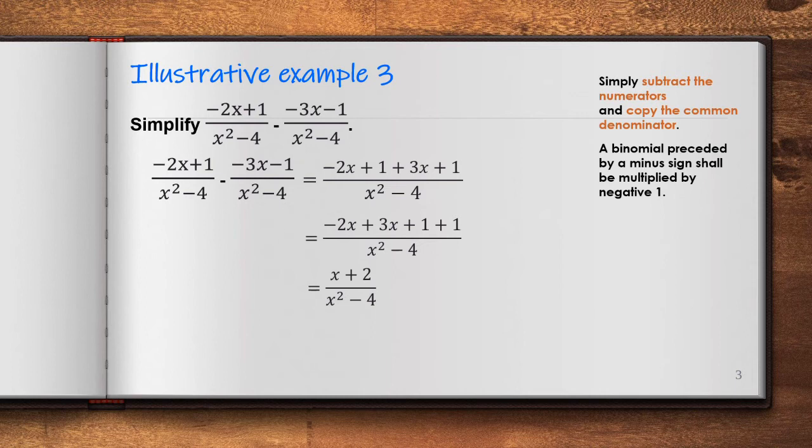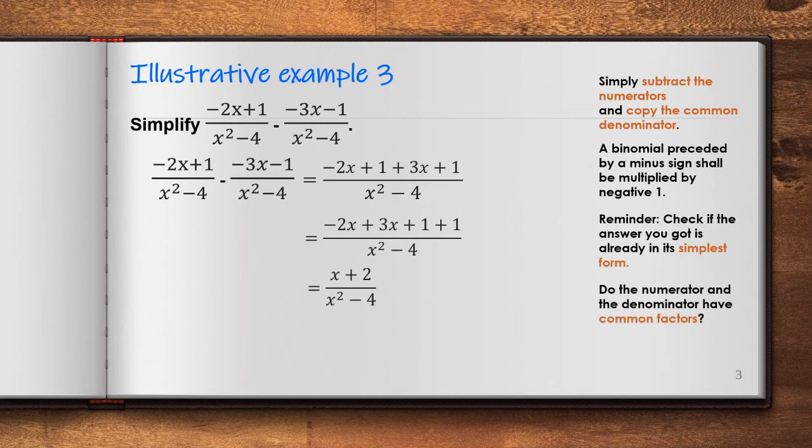Then, check if the answer is already in its simplest form. Do the numerator and the denominator have common factors? Again, the denominator x² − 4 is a difference of two squares. So its factors are the product of (x + 2) and (x − 2). The quantity x + 2 divided by x + 2 is equal to 1. Therefore, the answer is 1 over the binomial x − 2.